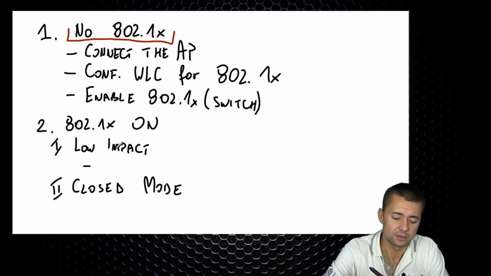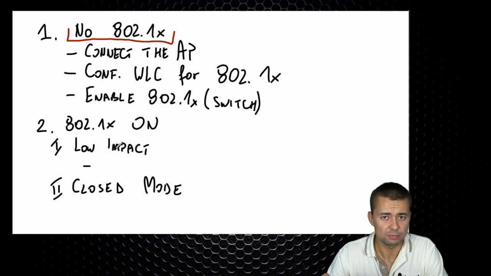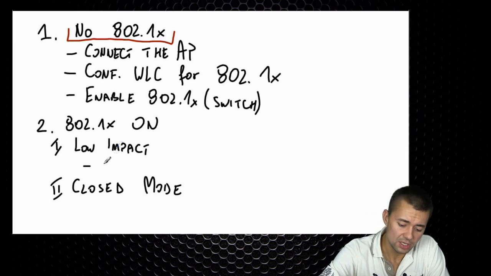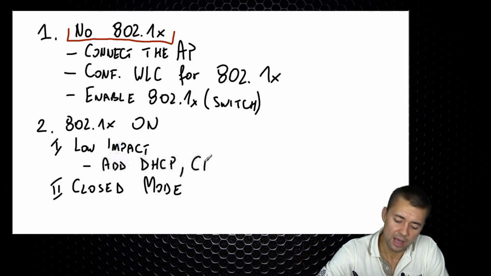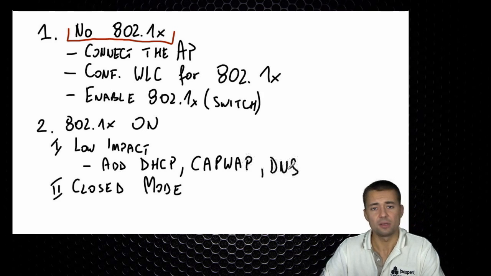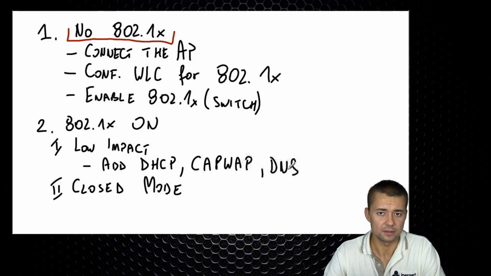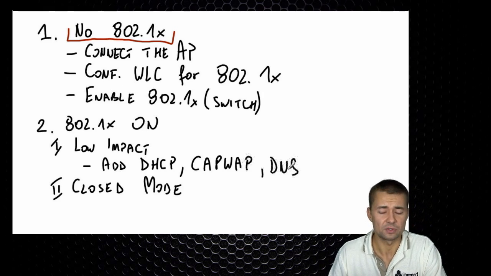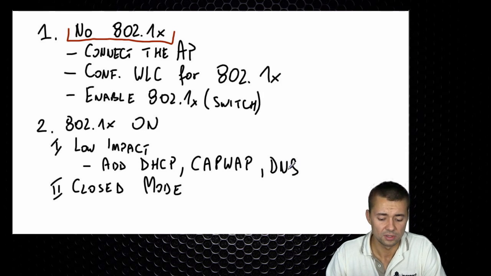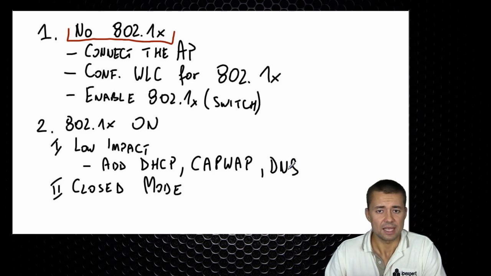So we want to add anything that is needed for an access point to join the WLC and download the configuration, which is going to be DHCP, CAPWAP, and optionally DNS, depending on how you're hunting the controller. Because there's a couple of different methods that access points use to find the controller, and one of those methods is by using DNS. So DHCP, CAPWAP, and optional DNS, this is something you would add to the pre-authentication access list.